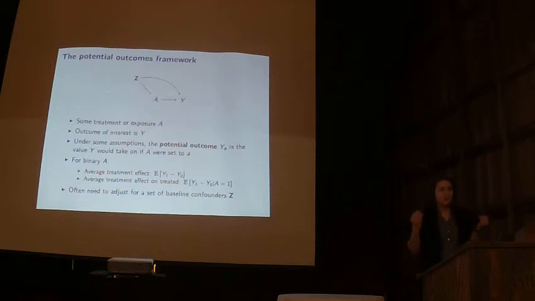The way I like to think about it, and the way I've been taught to think about it, is that everybody walking around has different values. Think about them as little cards on their forehead: what would happen to this person if they were treated? What would happen to them if they weren't treated? That would be their Y1 and their Y0. And depending on what happens to them, we actually get to observe only one of them.